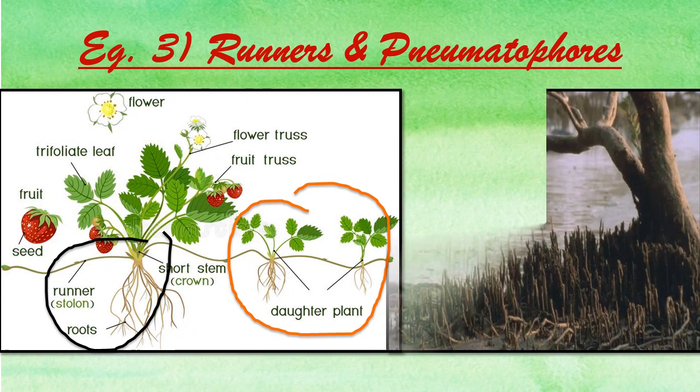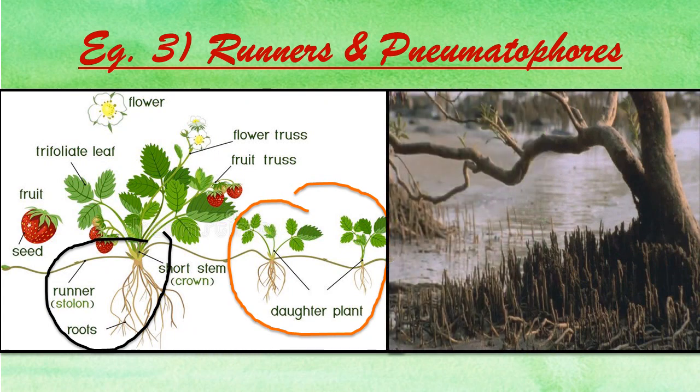And next is the nematophore. These are also known as breathing roots. Now what are these roots? Students, nematophores are the roots that grow vertically upwards to get oxygen for respiration by the plant. These are mainly growing in marshy areas.